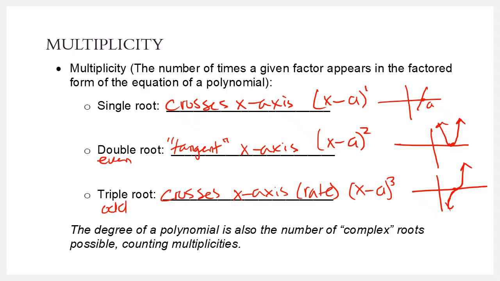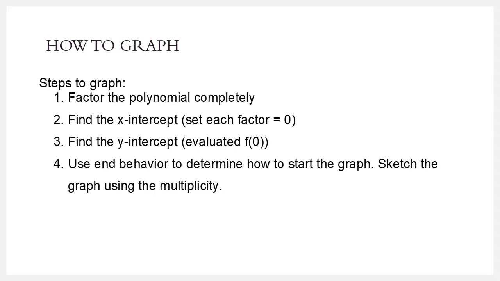But for us, it's a total of possible roots. So we're only working with non-complex roots. So therefore, for right now, it's the total number of roots you can have. So let's dive into graphing. How to graph.